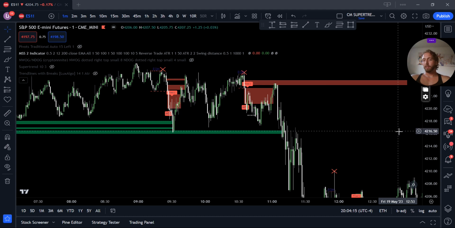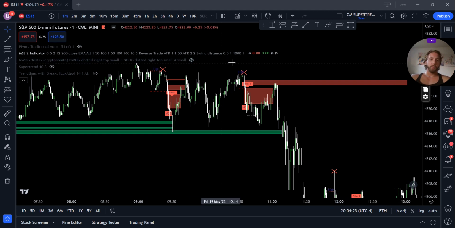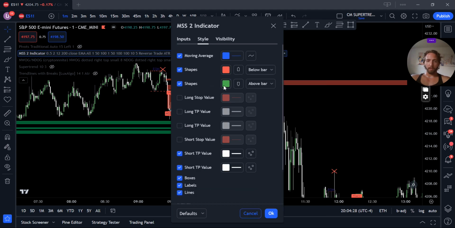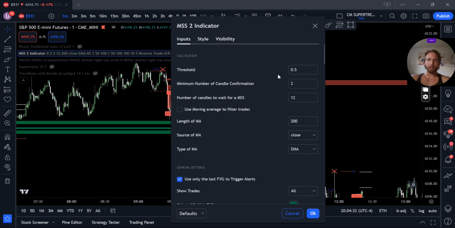Obviously, I think ICT himself would say even if you were looking at the market in context, you're still not going to get every trade. So let's go into the actual indicator and we can look at some different things that you can change on it and see what we can do.